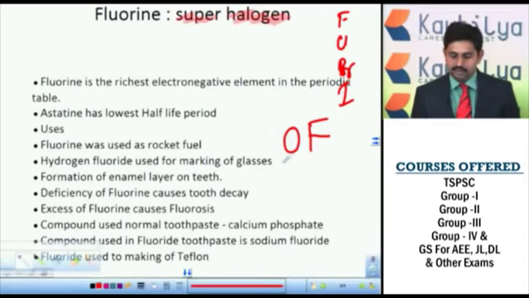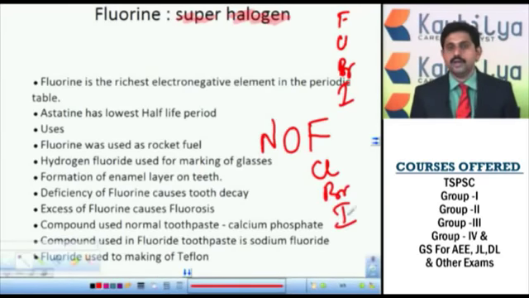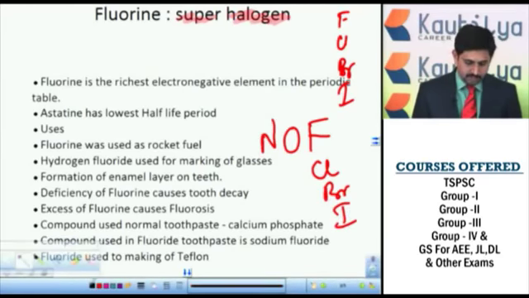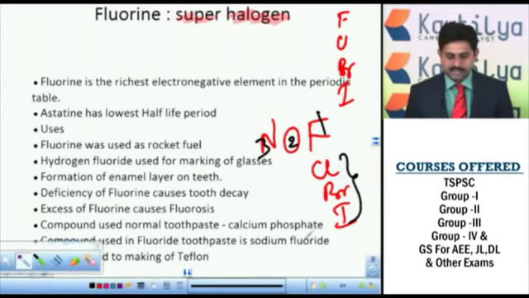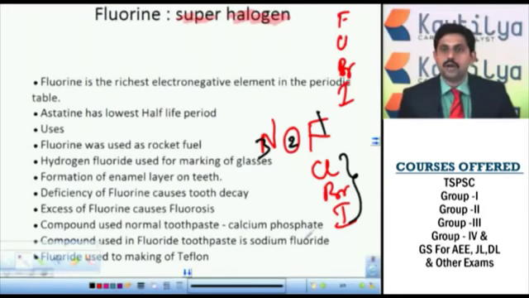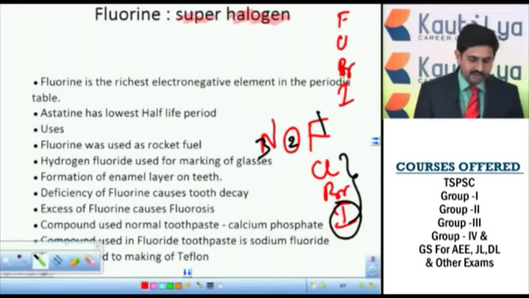Next to fluorine is oxygen. Next to oxygen is nitrogen, then chlorine, bromine, iodine, like this. So the first place goes to fluorine, second place oxygen, third place nitrogen, then the remaining ones. Electronegativity decreases down the group due to the increase in size. So iodine has the least electronegativity. Then astatine is a radioactive element whose half-life period is very low.